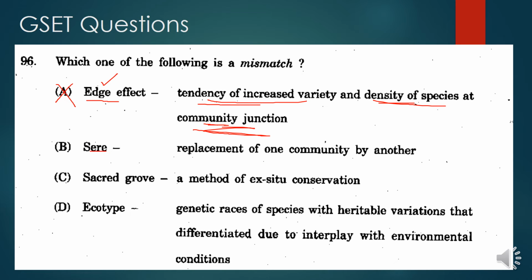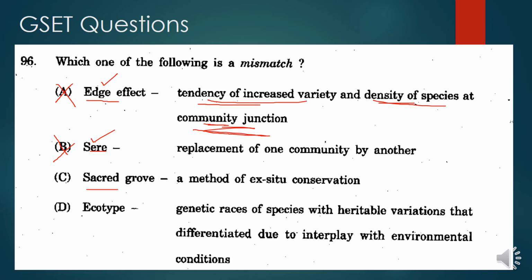That is the climax species, which will have all the adaptations of not getting replaced. This is more complex than the other species in the sere. So basically, this is also a very correct definition of sere. So option B is not the right option. It is not a mismatch.